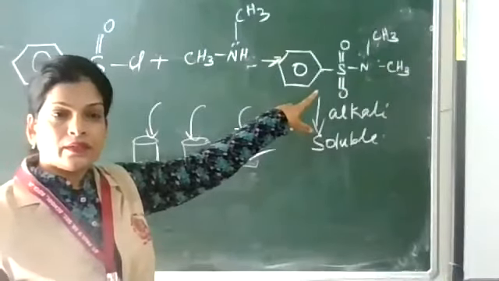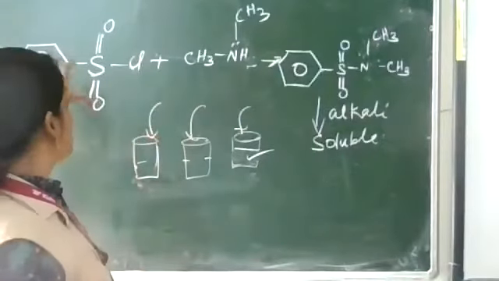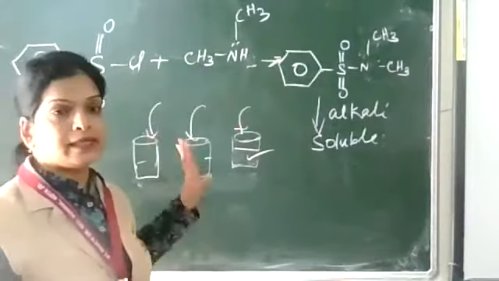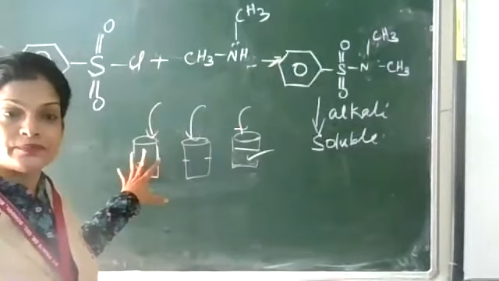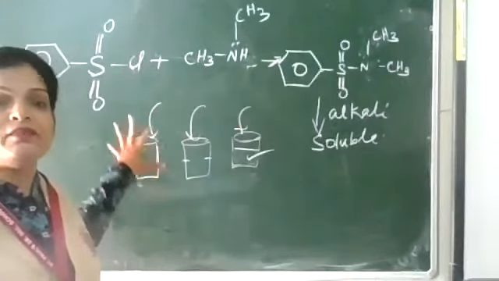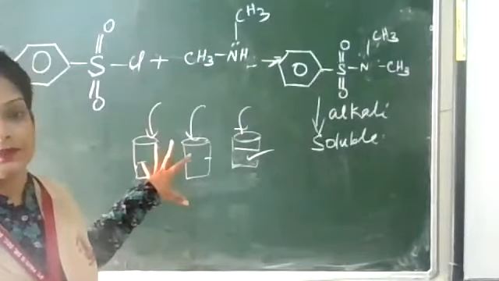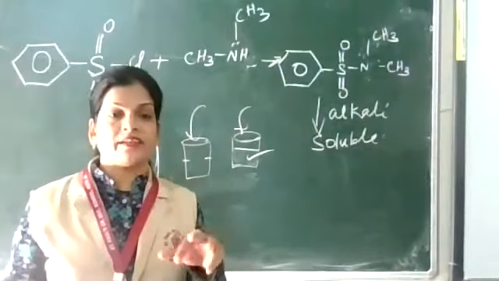Now, if it is tertiary, what would happen? On addition of benzene sulfonyl chloride, you will not get that compound. Whatever you added will stay as two layers. So tertiary will not react with benzene sulfonyl chloride. How can you distinguish between primary, secondary and tertiary?